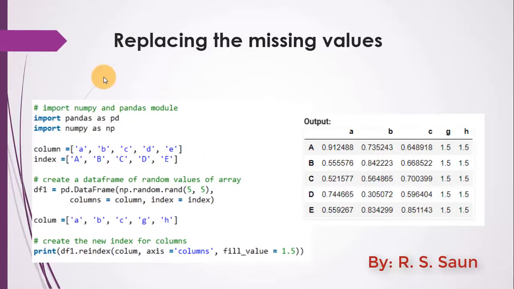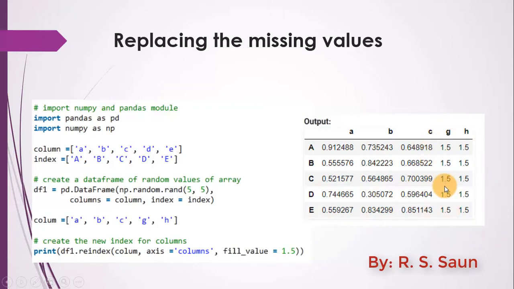Now we have seen if we supply a new column or a new row, the data frame's new column values are always assigned null, but we can change this behavior by supplying the fill_value parameter. Now we are going to see this in this example. We have already created a data frame, and now you can see the print statement where we have used reindex with columns, axis equals columns, comma, and I have supplied another additional parameter, fill_value equals 1.5. So what it does, it will give 1.5 to all the newly created columns.